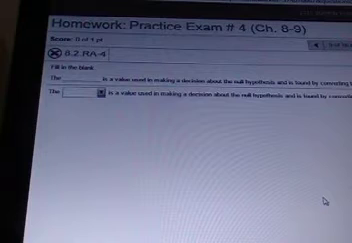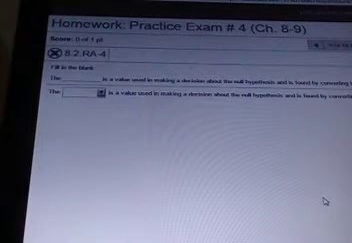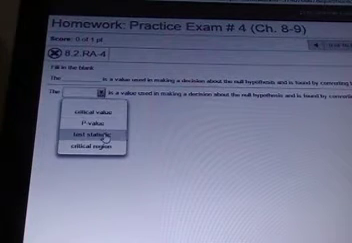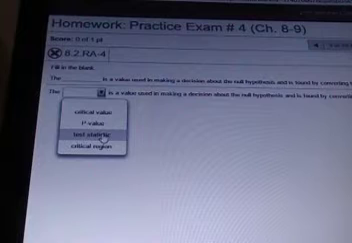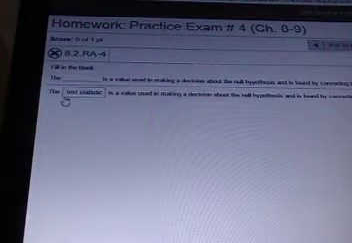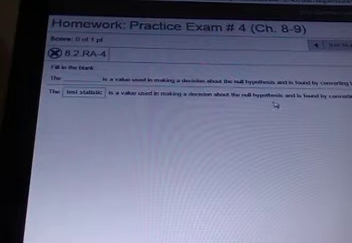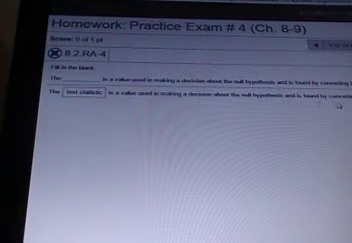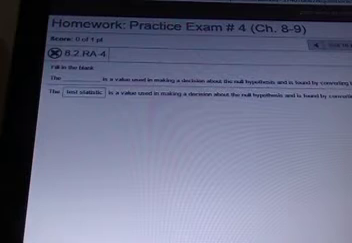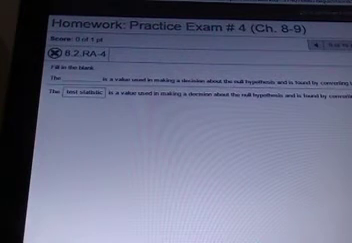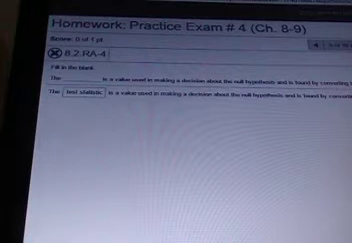Okay, in the calculation part of these hypothesis tests, we usually get two calculations. We get what's called the test statistic and a p-value. The test statistic is the answer to this one. The test statistic is a value used in making a decision about the null hypothesis and is found by converting a sample statistic to a score, like a z-score or a t-score. That's really what a test statistic is, a z-score or a t-score.